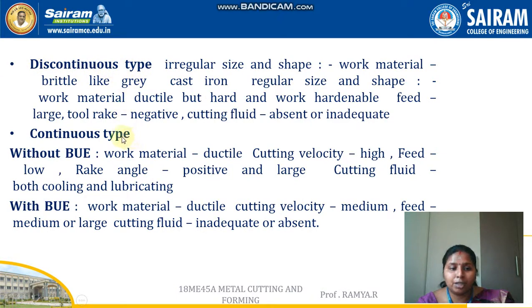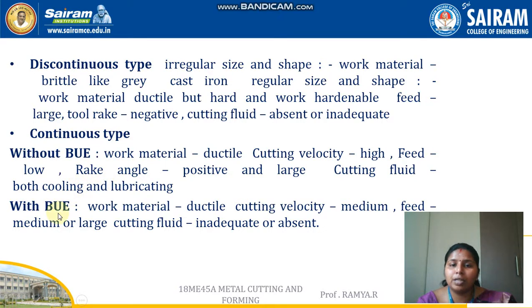And for continuous types, the first one is without built up edge. The work material for this type of chip is ductile, the cutting velocity is high, feed is low, rake angle is positive and large, and the cutting fluid is both cooling and lubricating.